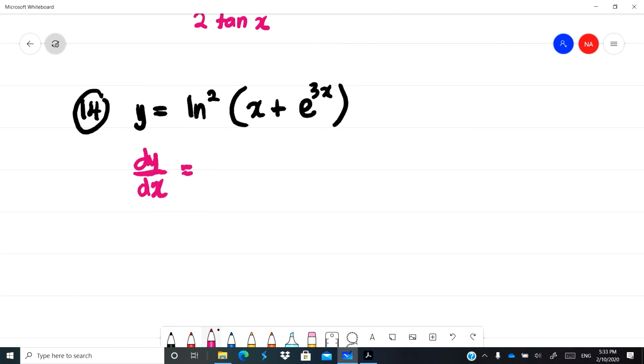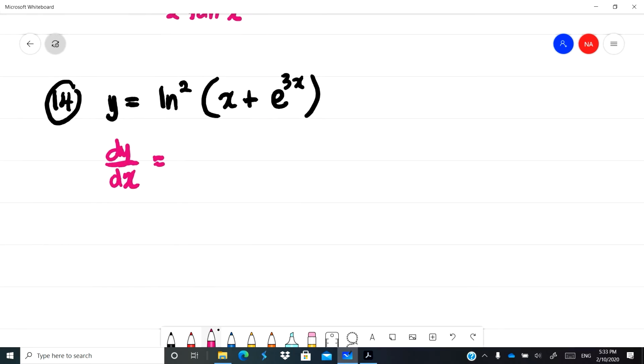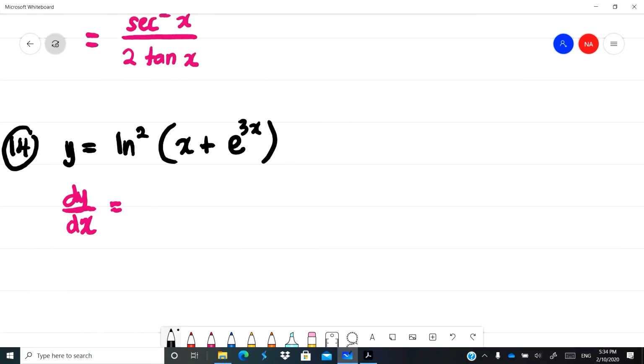Let's move to question number 14. We have ln square now. So we have to use the bracket technique where you have to modify this a little bit, where the ln square means that ln of x plus e to the power of 3x, the whole thing to the power of 2. That's what is meant by that square.